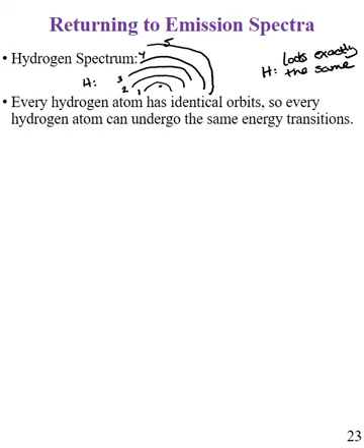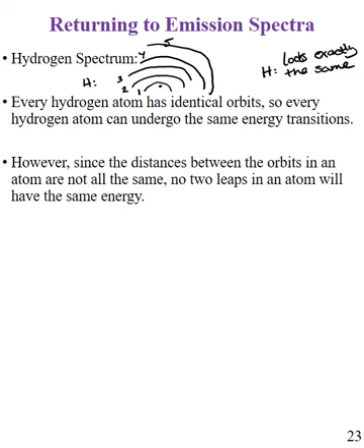Okay, so this statement, when it says every hydrogen atom has identical orbits, every hydrogen atom can undergo the same energy transitions. However, since the distances between the orbits in an atom are not all the same, no two leaps in an atom will have the same energy. So, for example, if we went from n equals 2 to n equals 1, what would we say about this energy? Would it give off very high energy or low?